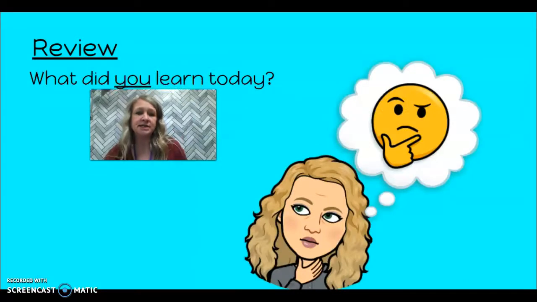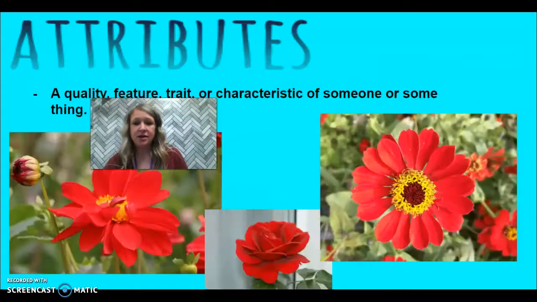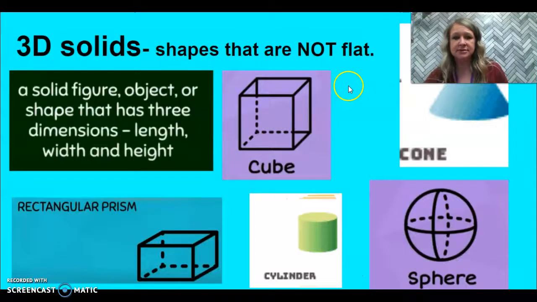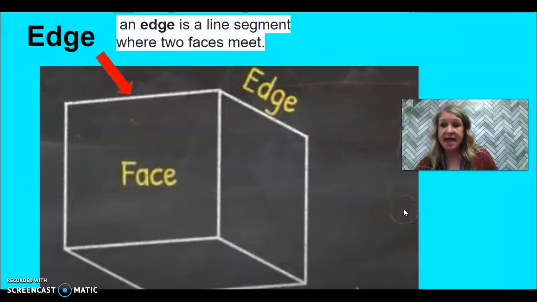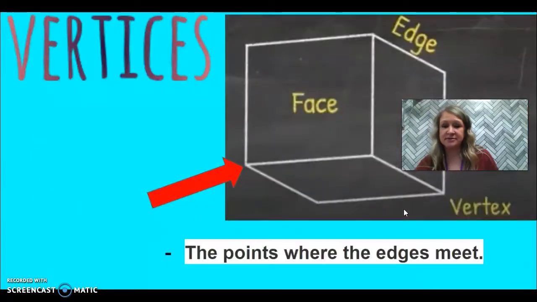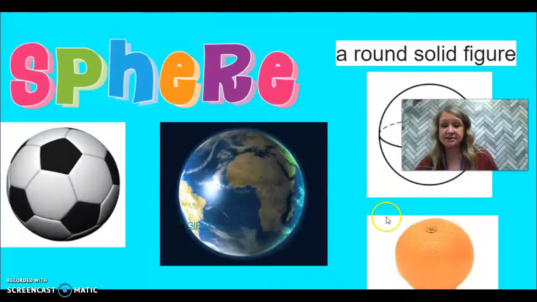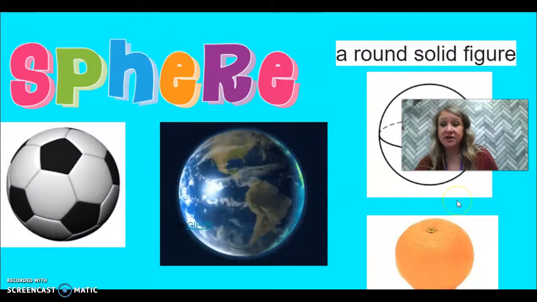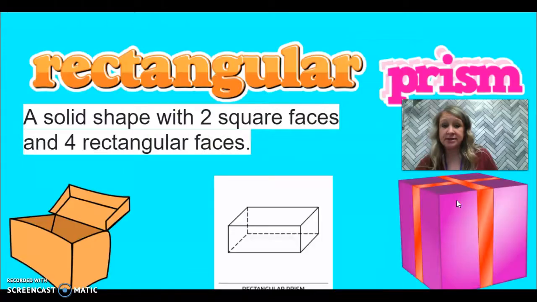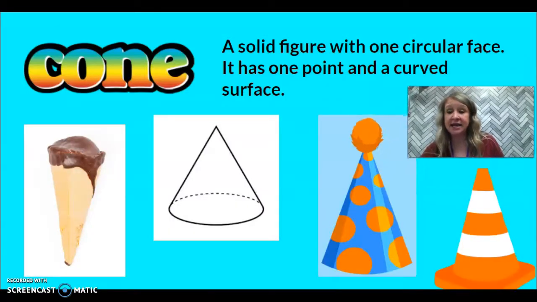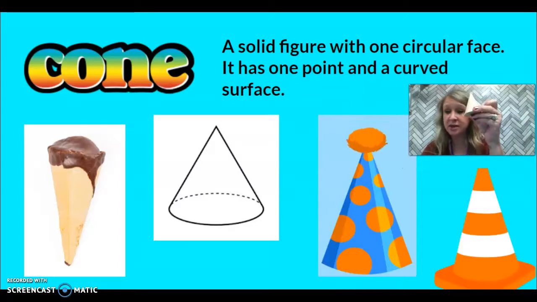What did you learn today? Attributes, 3D solids, face, edge, vertices, sphere, cube, rectangular prism, and today we talked about a cone.